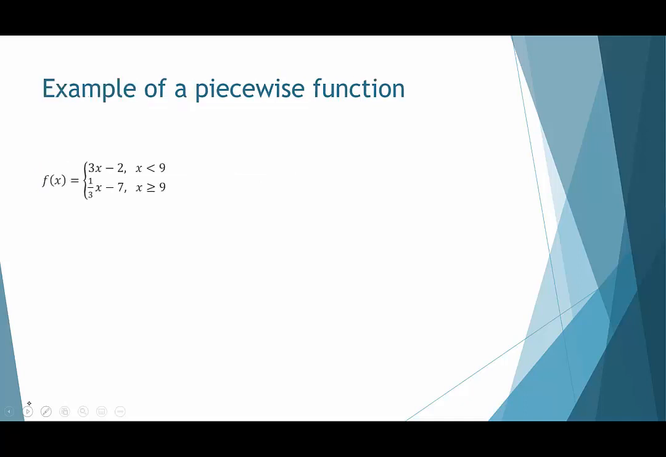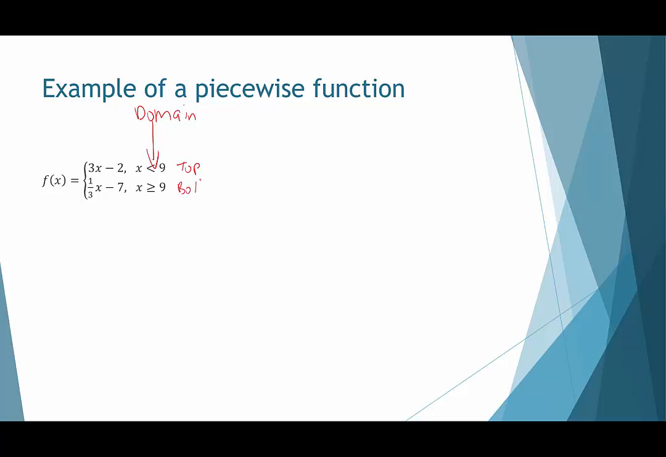So, an example of a piecewise function could look something like this. In this case, we're saying that f of x, this function, will have this mapping 3x minus 2 when x is less than 9, or it's going to be given by this piece of the function when x is greater than or equal to 9. So notice that we're always given the domain here, so this is the domain, this is where the pieces are defined. And so what we're doing when we're plugging in various values for x is we have to decide which piece it belongs to.